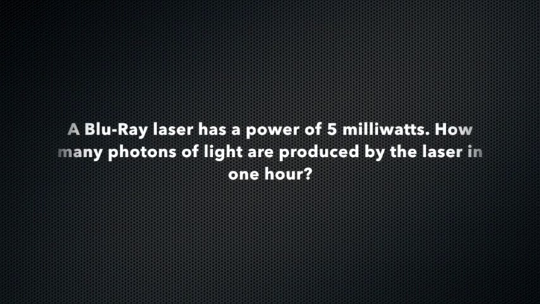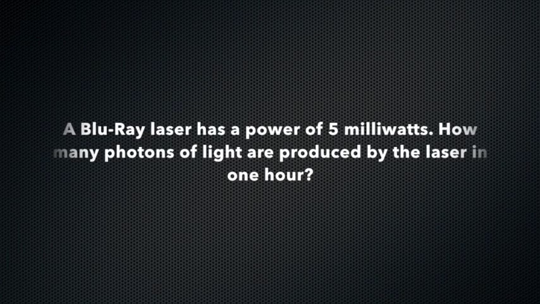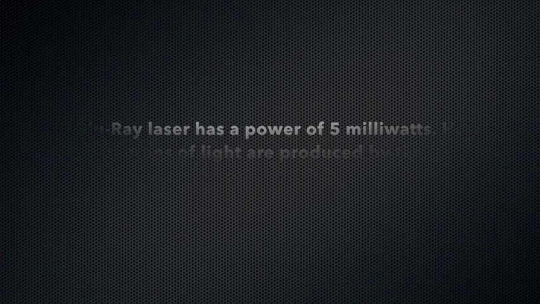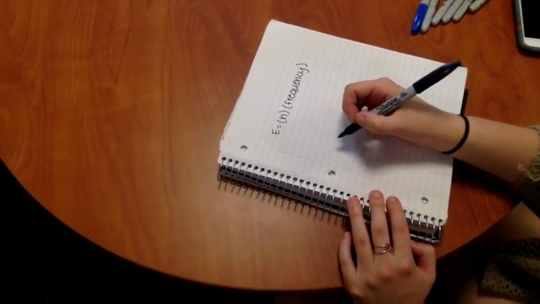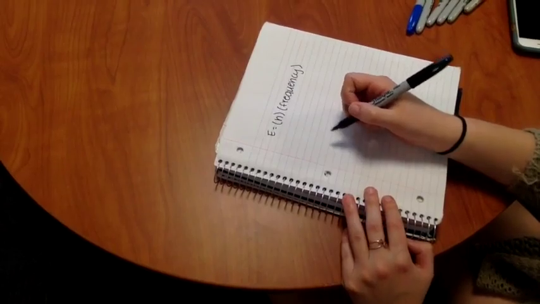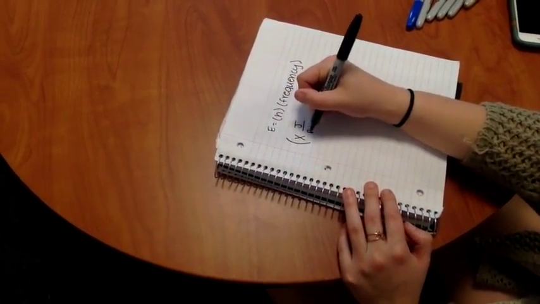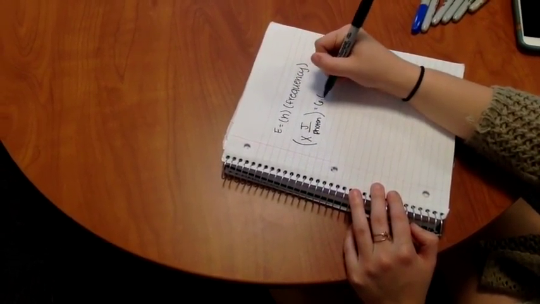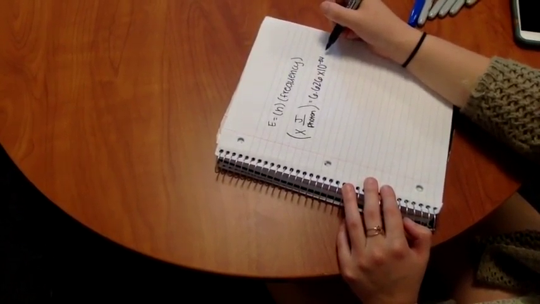Part B tells us that the laser has a power of 5 milliwatts and asks us how many photons of light are produced by the laser in 1 hour. We are also informed that 1 watt is equal to 1 joule per second. The best way to start is to use the equation E equals h times frequency. That is, energy in joules per photon is equal to Planck's constant times the frequency. We know frequency from part A, and we of course know Planck's constant, so now we just plug it in and solve for energy.